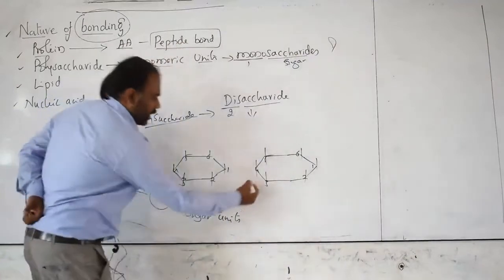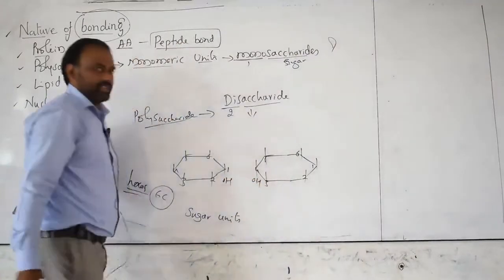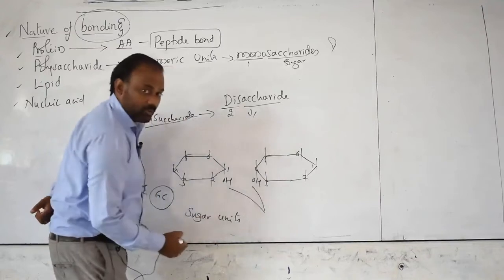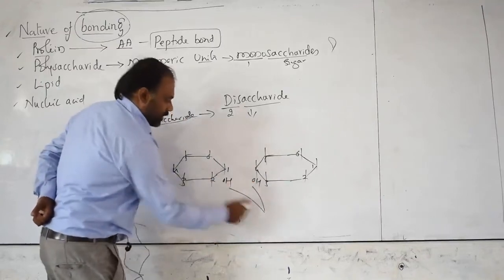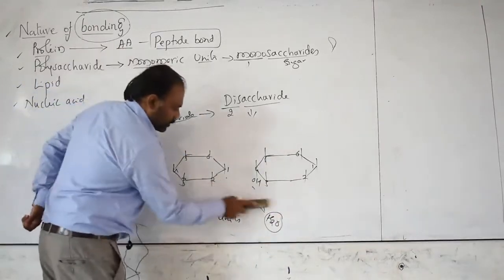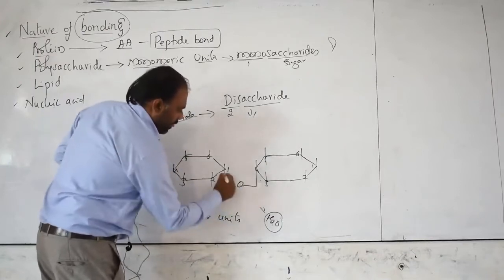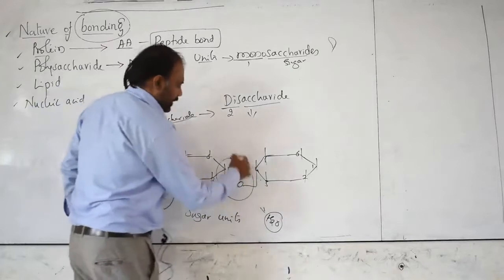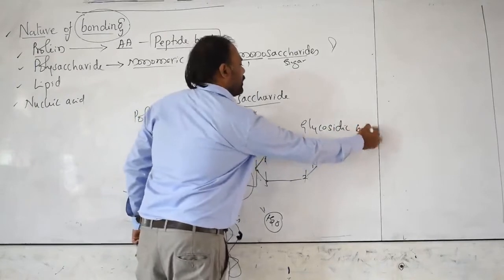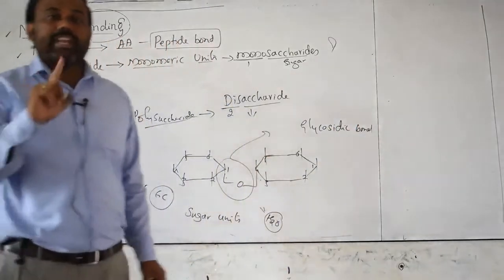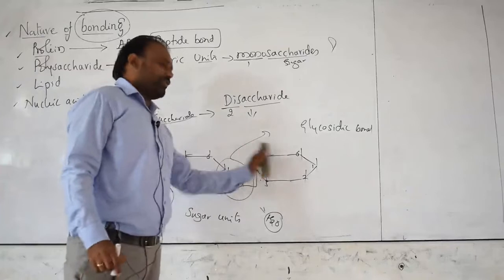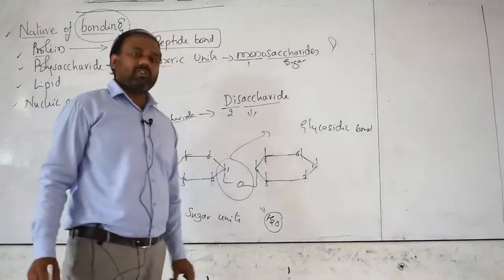In this, here we have OH, and again here we have OH. This bond is formed by removal of a water molecule, that is OH and H, nothing but H2O. So when you remove H2O from this, the bond will be like this. Now this is called a glycosidic bond. Remember, the bond present between 2 glucose units or 2 monosaccharide units is called a glycosidic bond.